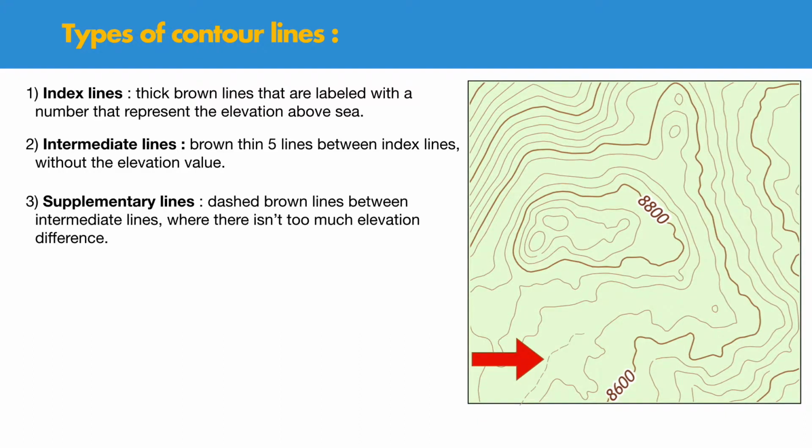And there are the supplementary lines. These dashed brown lines are what map makers add between intermediate lines in areas where there isn't much elevation difference. All that is to help us understand the topography of the area well.